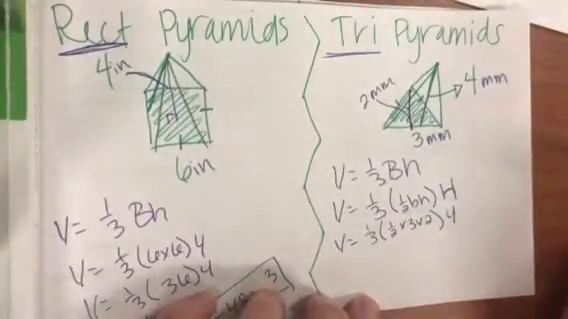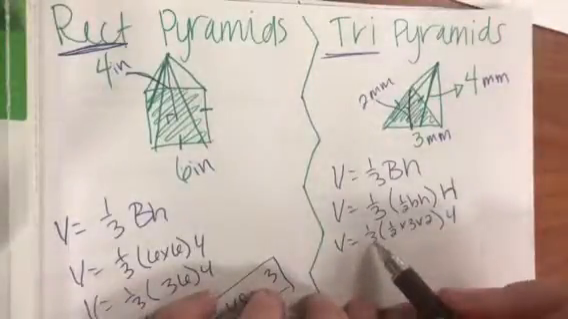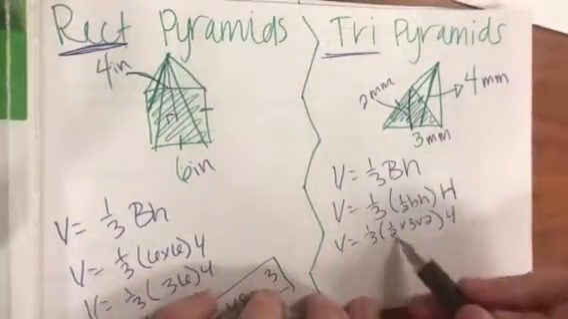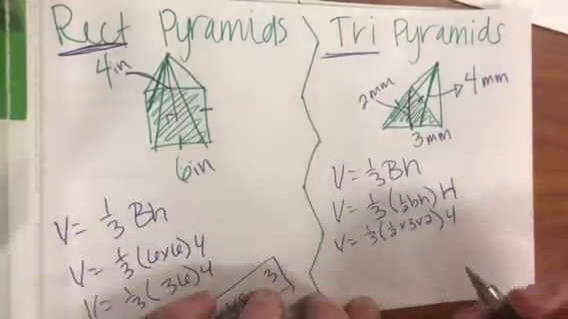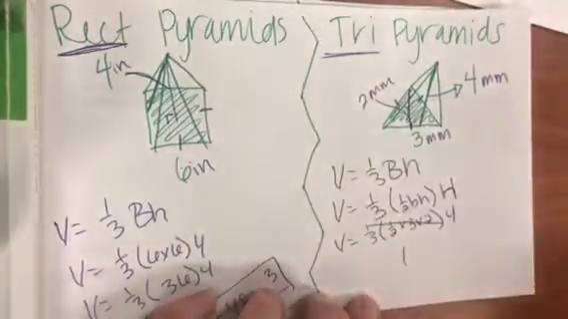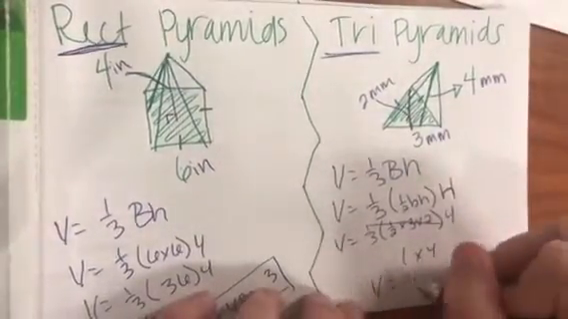That's a lot of numbers. And these fractions scare me a little bit. Actually, they don't scare me, because 1/3 times 3 is 1, 1/2 times 2 is 1, 1 times 1 is 1. So that is 1 times 4. So volume equals 4.